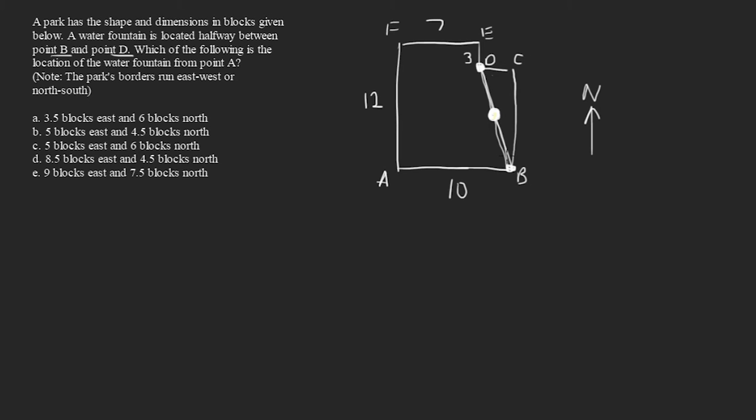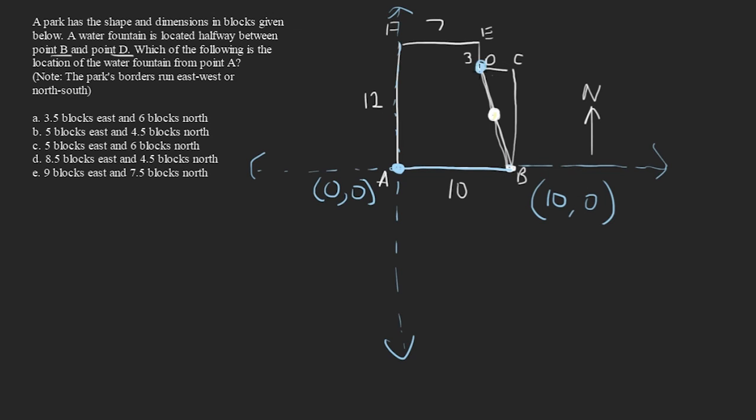So B, they didn't give us a coordinate point, but we can make one. We know that this is 10, so our x value could be 10. And let's say A is 0, 0. It's like if we were to draw a coordinate plane. A is at 0, 0, B is at 10, 0. D up here is up 12, but then minus 3. You see that? So we know that this distance up to here is 12, but if you go down 3, you get to D. 12 minus 3 is 9.